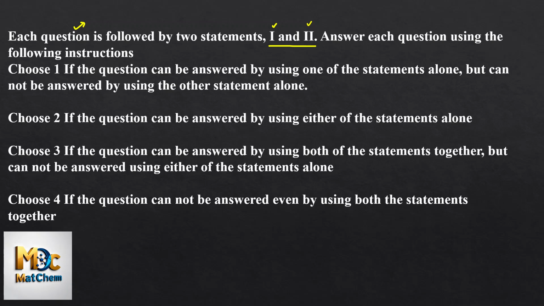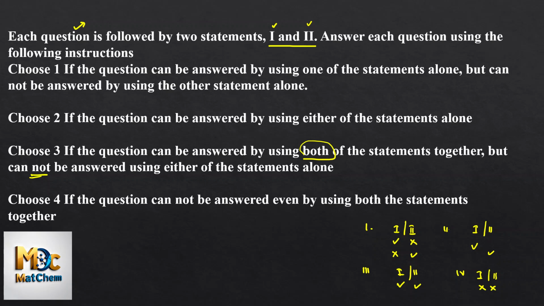Choose three if the question can be answered using both the statements together, but cannot be answered by taking the statements individually. Fourth, if the question cannot be answered even by using both the statements together, we will choose four. For example, option one is chosen if you can answer it by statement one but not by two, or by two but not by one. Option two if you can answer it by each statement individually. Option three if you can answer it only by taking both statements together. Four is the answer if it cannot be answered even using both statements together.